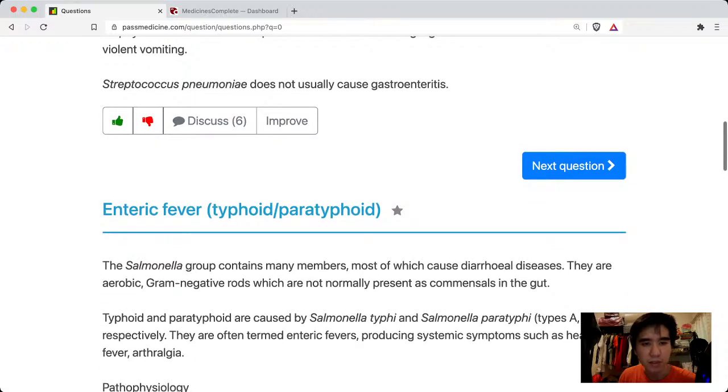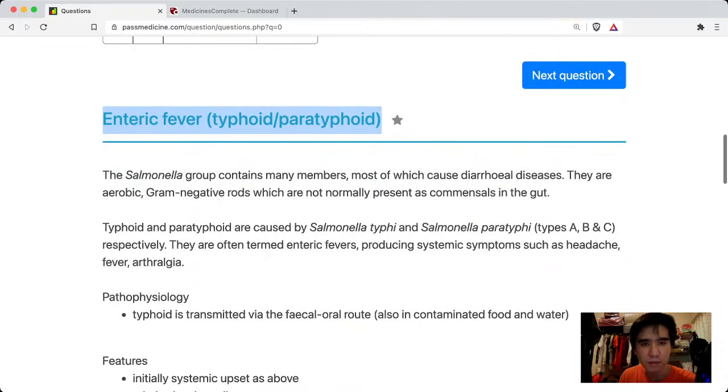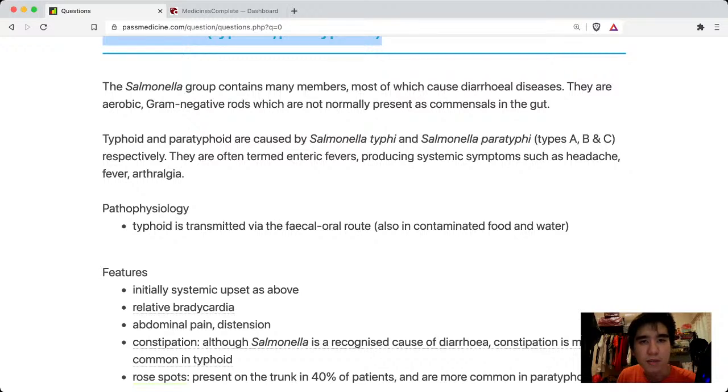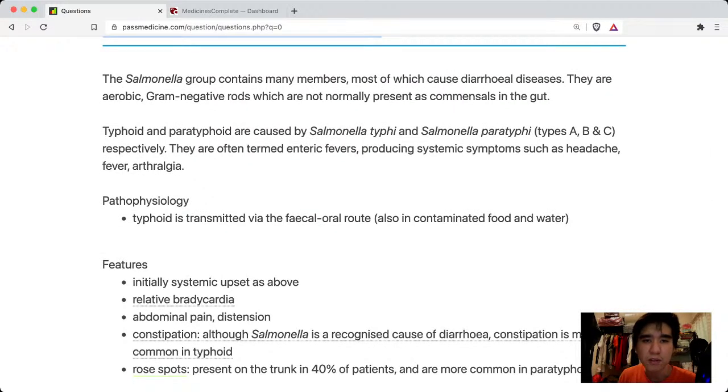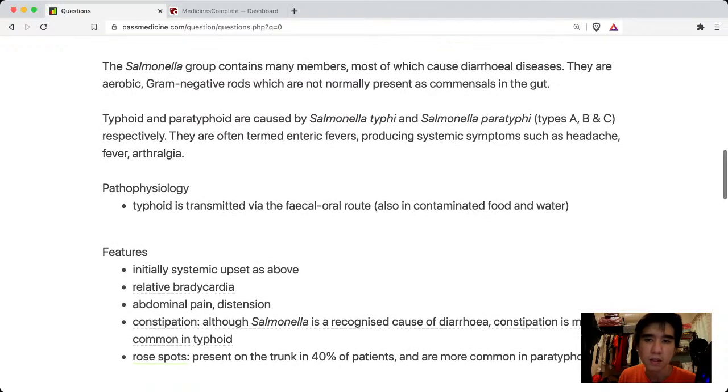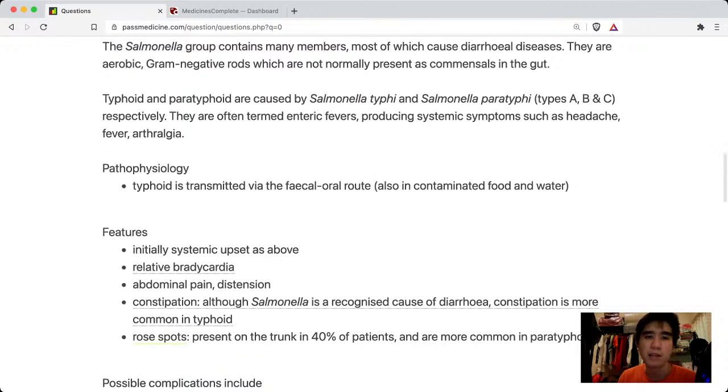Let's read a bit about this enteric fever or typhoid fever. The Salmonella group contains many members, most of which cause diarrheal diseases. They are aerobic, gram-negative rods, which are not normally present as commensals in the gut. Typhoid and paratyphoid are caused by Salmonella typhi and Salmonella paratyphi, types A, B, and C respectively. They are often termed enteric fevers, producing systemic symptoms such as headache, fever, arthralgia.